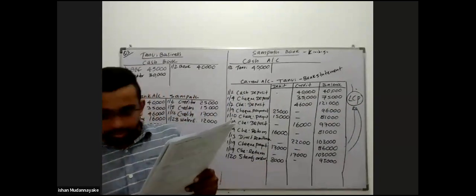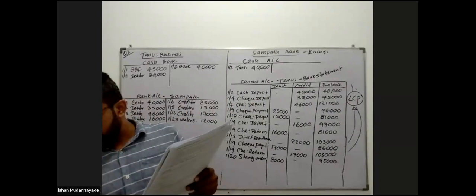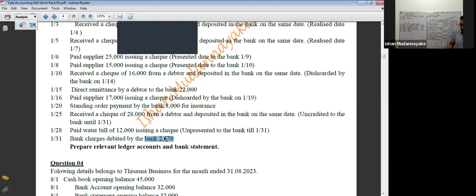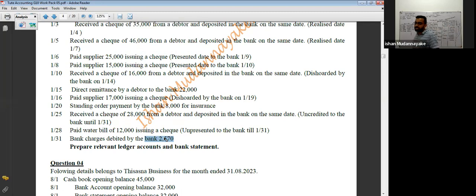Bank charges debited by the bank, 2,507. By maintaining a current account, commercial banks provide a service to their customers. They manage our cash. For their service, they deduct some amount from our bank account. That amount is called bank charges.